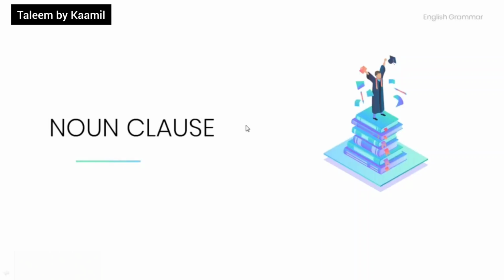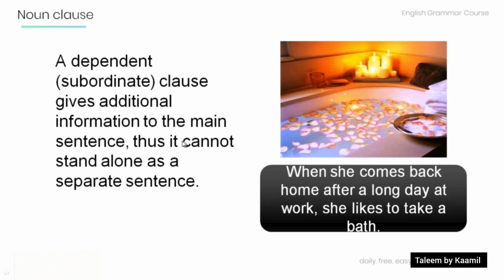Welcome to this tutorial. Today we're going to talk about noun clauses. Let's get started. Remember that a dependent or a subordinate clause gives additional information to the main sentence. Thus, it cannot stand alone as a separate sentence.